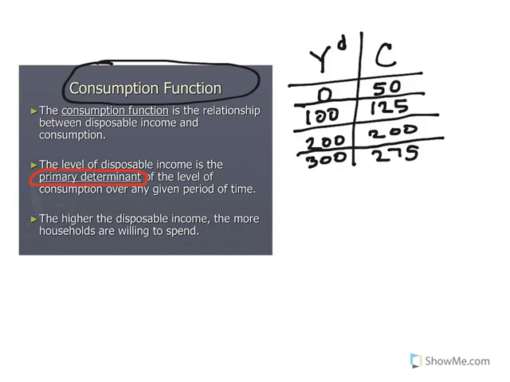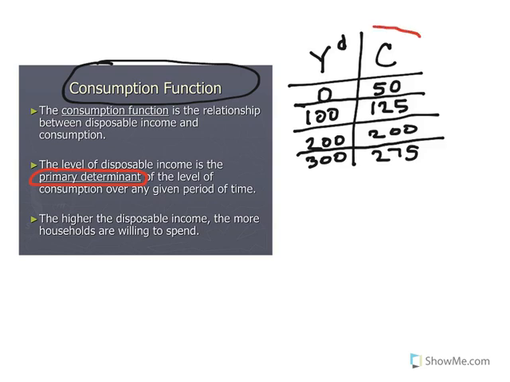Think about yourself in terms of your day-to-day spending. You know that the amount of money that you make, your paycheck, is the most important factor in determining how much money you actually go out and spend. So that's why we look at consumption as a function of disposable income. What we believe is that the higher your disposable income is, in other words, the more money you make, the more you're going to be willing to spend.